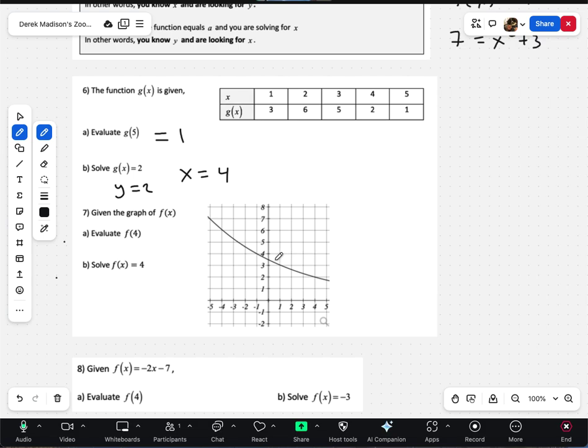Same thing here, but with a graph. So evaluate f of 4. So we come over here and we look where the input is 4, the output in that case is 2. So when x is 4, the output is 2. Here this is asking us to solve when y equals 4, what x would make that happen. And so where is y 4? Y is 4 right there. And it looks like that happens at x equals -1.